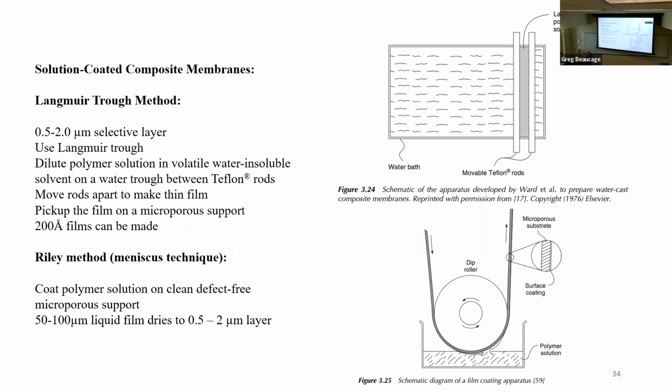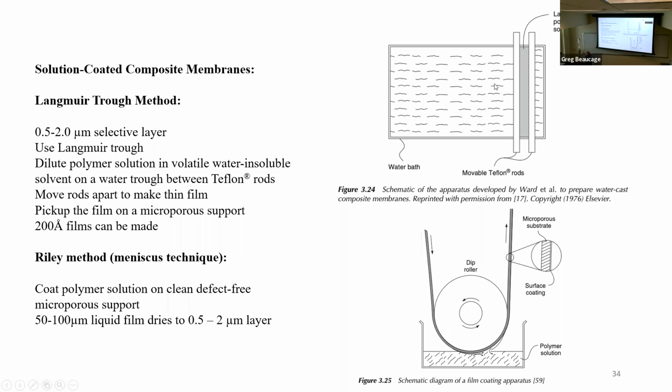So this is a method you can make a film. So really thin film, like 0.5 micron film. Or you can make it thinner than that if you take that film and dry it out. This is how you get like a 50 nanometer film.